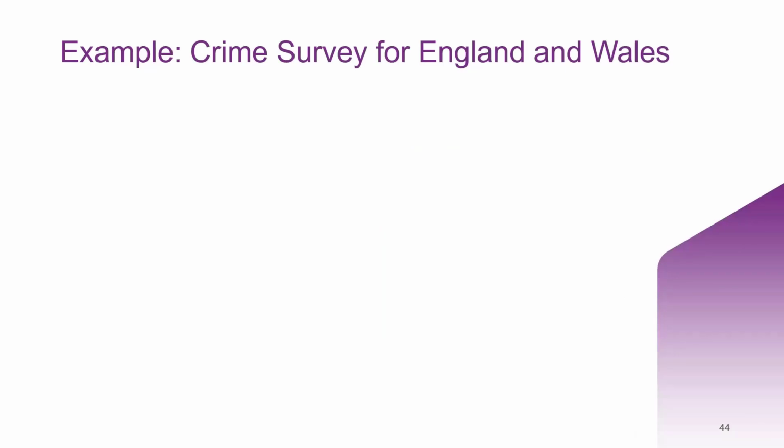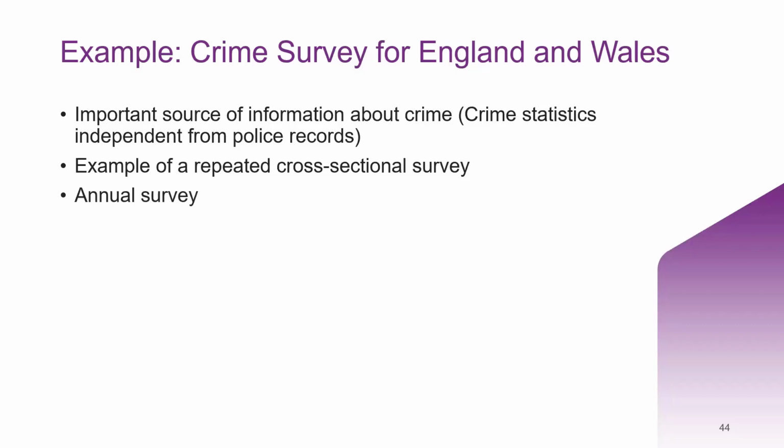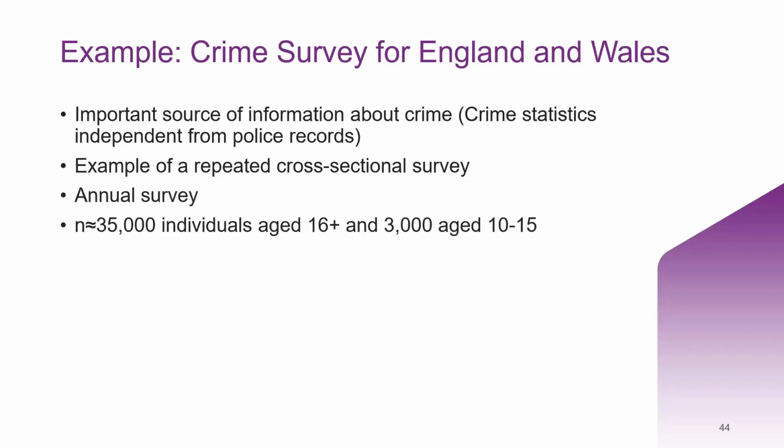So back to our example question. If we wanted data on crime, we might choose to look at something like the Crime Survey for England and Wales. And this is a large survey which might cover our key topics. So it provides crime statistics independent from police records. It's a repeated cross-sectional survey. I'll talk about the different types of surveys in a bit. It's conducted every year, and it has a large sample size and a smaller sample of those aged younger as well.